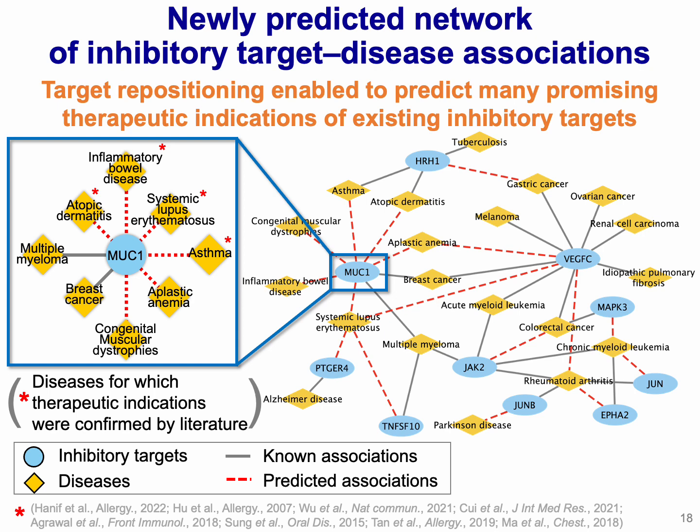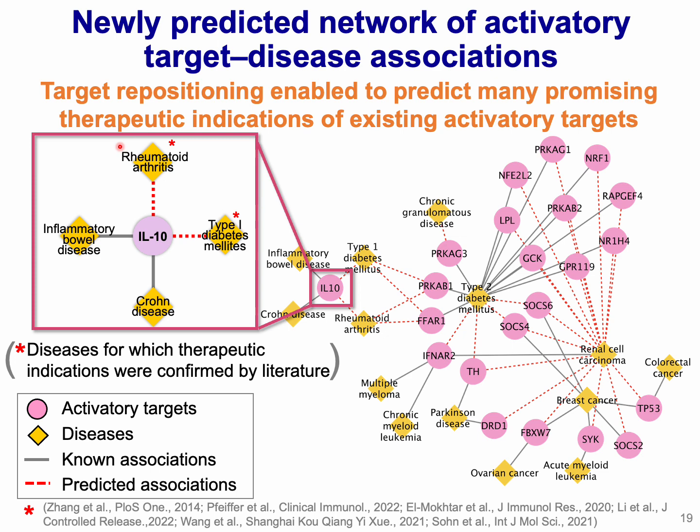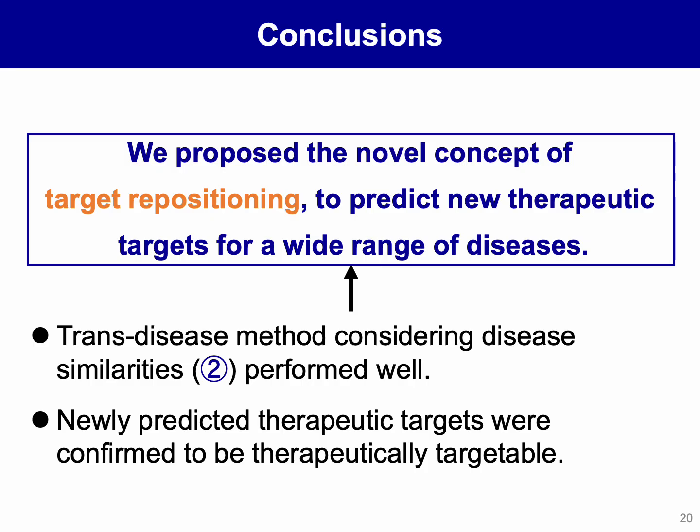We also show the results of activatory target prediction. For example, we focused on newly predicted associations of IL-10. Using independent resources, we confirmed the validity of prediction for 2 diseases, rheumatoid arthritis and type 1 diabetes mellitus. These results suggest that target repositioning can predict many promising therapeutic indications of existing therapeutic targets.